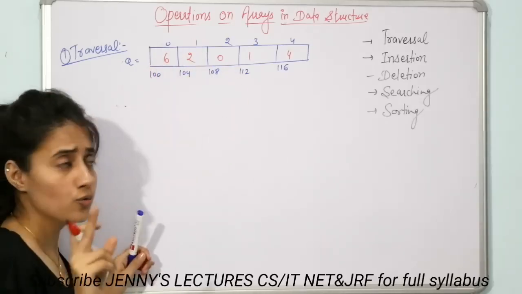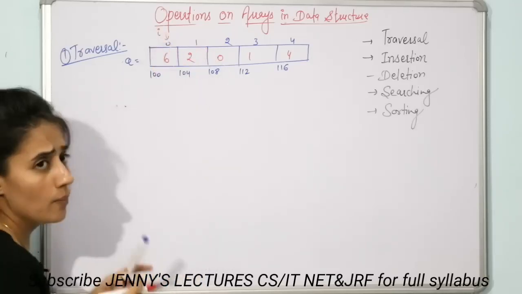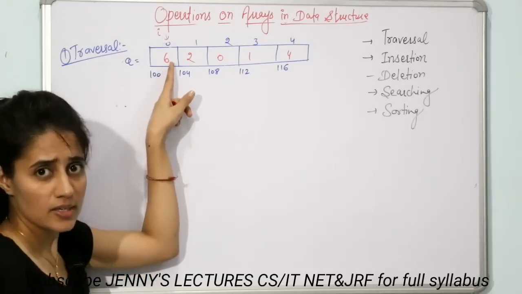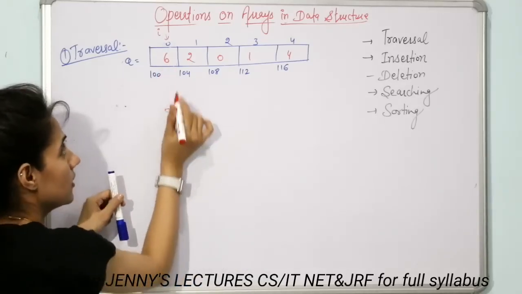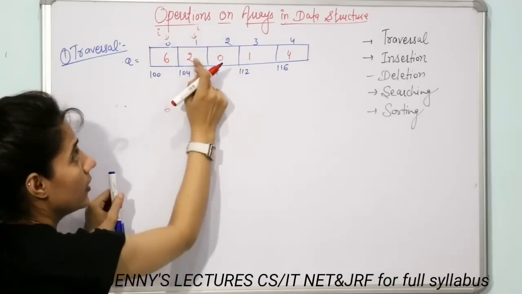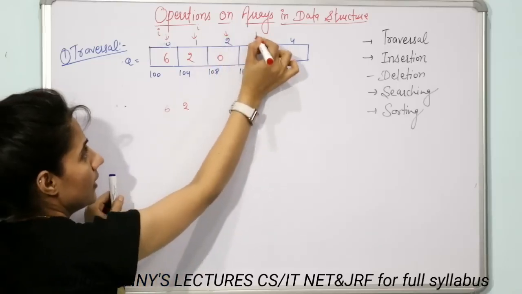So now see how we are going to traverse the array. We are going to take one variable I, starting from 0. Now we will see what is there at this place, 6. We are going to print this 6. Now this I would be incremented, I is here now. Now here what is the value? 2, then 2 would be printed, then I would be incremented, then here, then here.